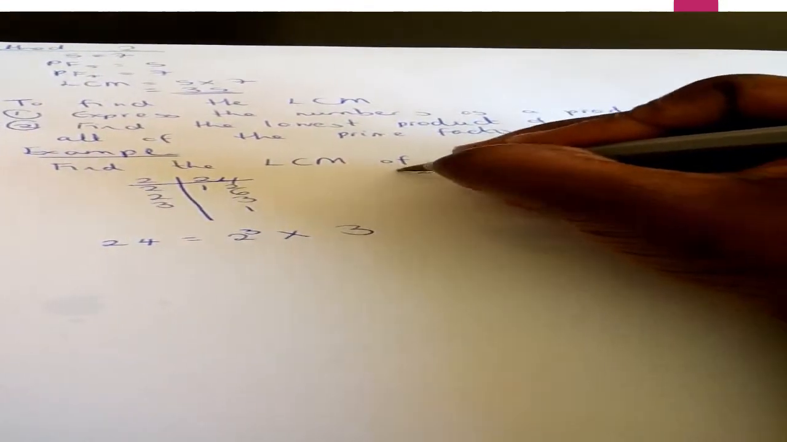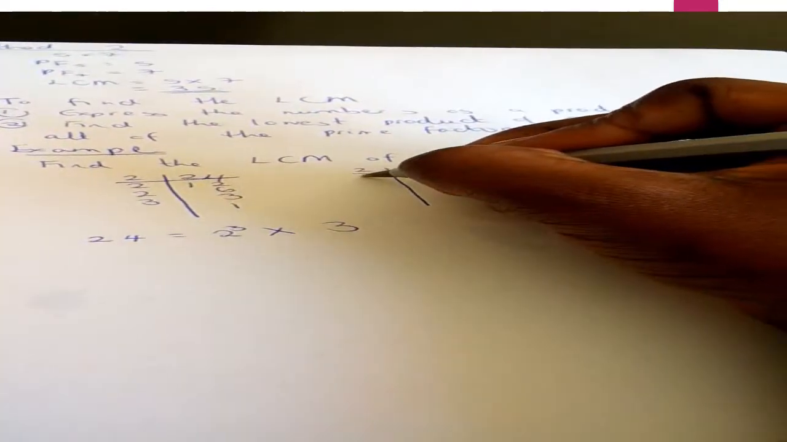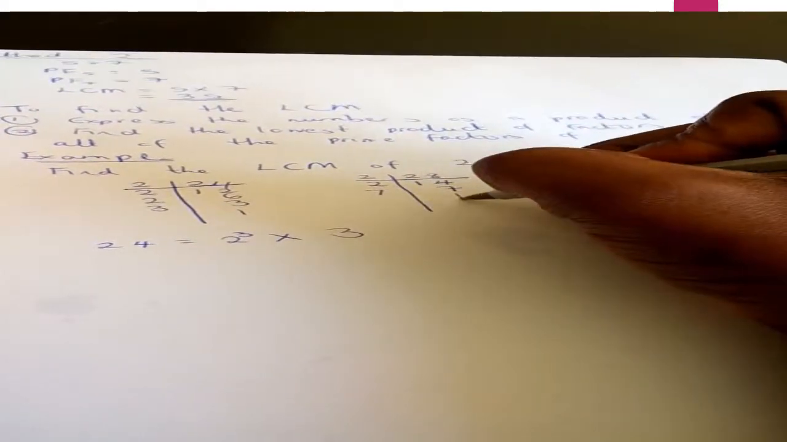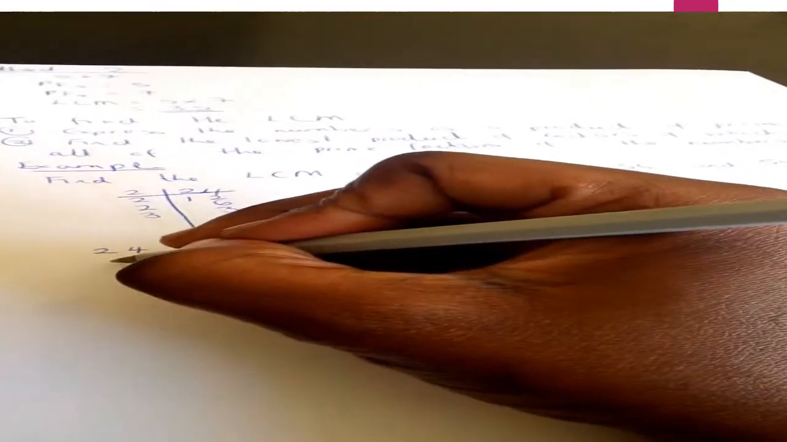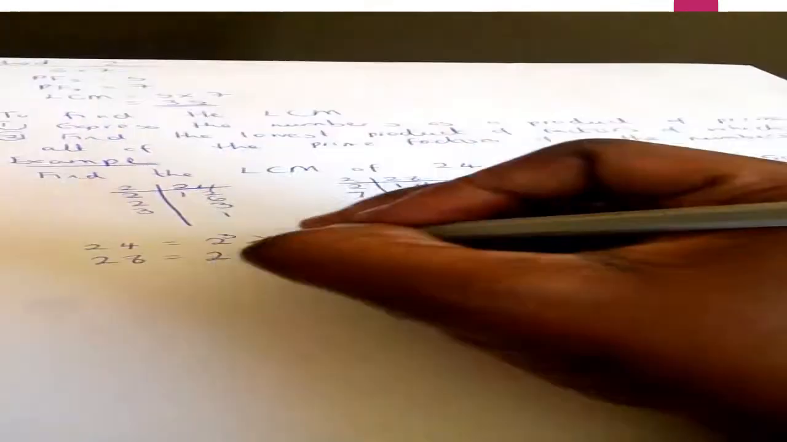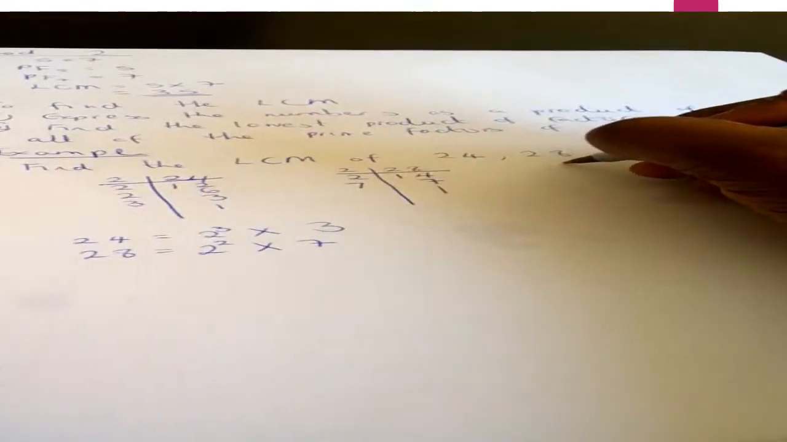Then next, 28. The first prime factor is 2. 2 into 28, this is 14. Then next, 2. 2 into 14, it is 7. 7 into 7, it is 1. So 28 is equal to 2 to the power of, there are 2 2's, 2 times 7. Then next, 36.